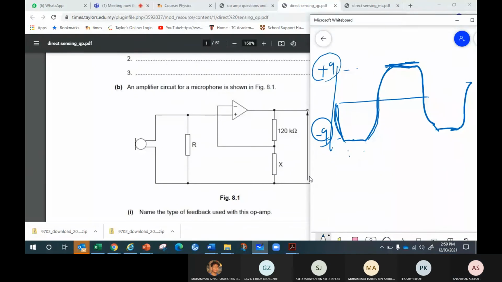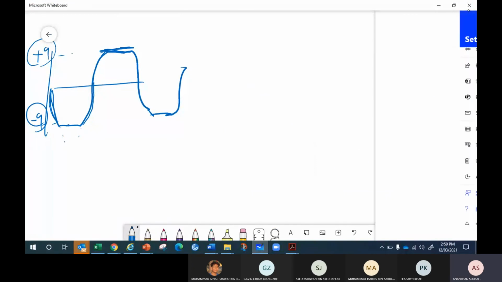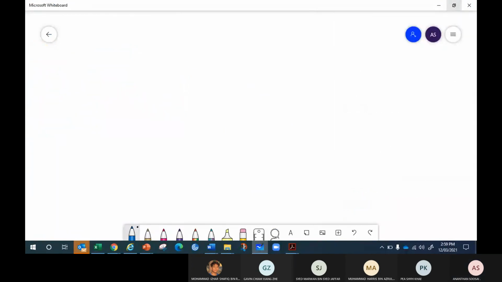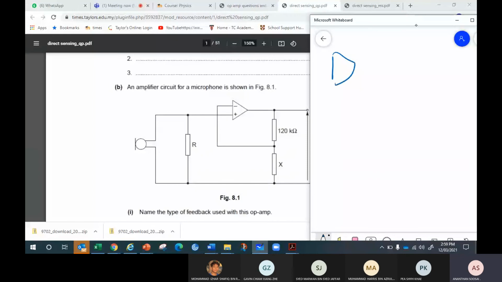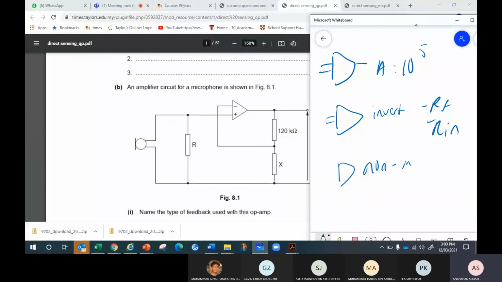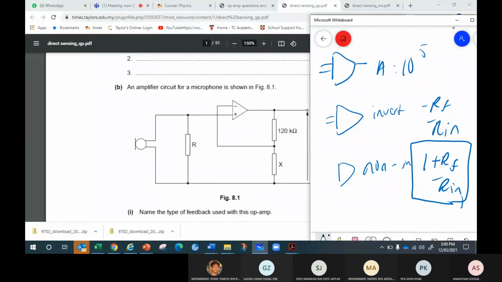So remember what gain formula to be used? What is the gain formula? Comparator gain is 10 to the power 5, fixed. For inverting, the gain formula is negative RF over Rin. For non-inverting, 1 plus RF over Rin. So in this case, you have to use this gain formula, because it's a non-inverting: 1 plus RF over Rin. Tell me from this circuit, what is your RF? What is your Rin?